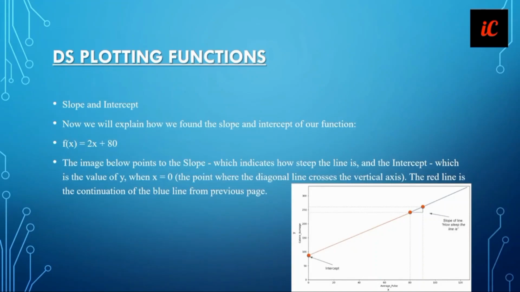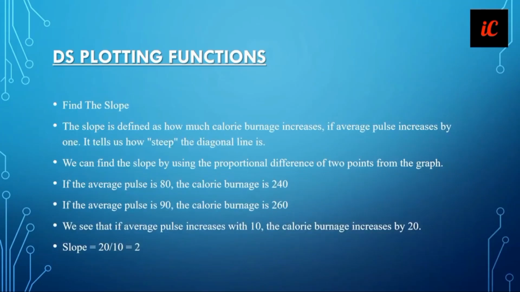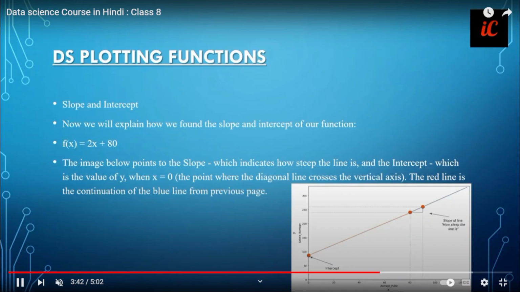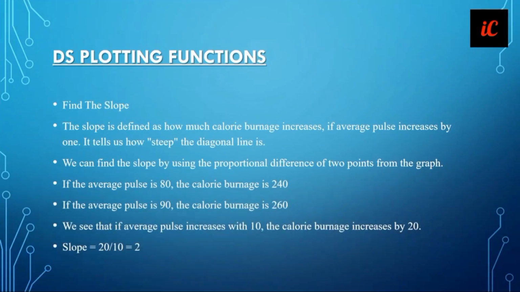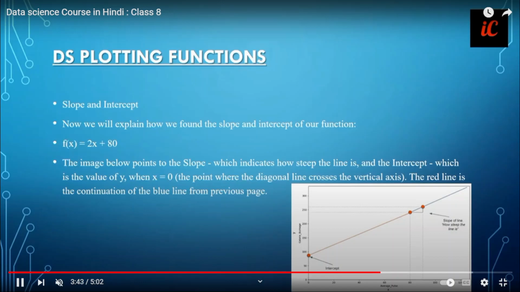So how do we create that? Slope and intercept are already available, as you can see on screen. Now we will explain how to find the slope and intercept of our function. This is the format: f of x equals 2x plus 80. The image below points out the slope, which indicates how steep the line is, and the intercept, which is the value of y when x is equal to 0. As x increases, you can see the y value is always going up. The red line is the continuation of the blue line from the previous page.